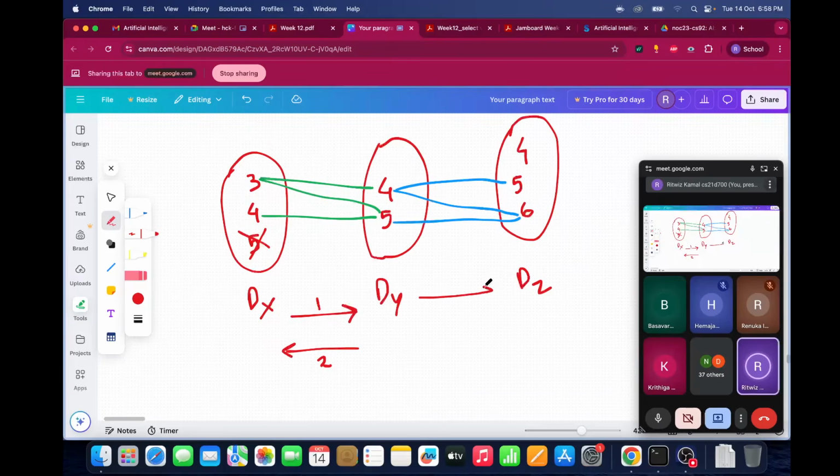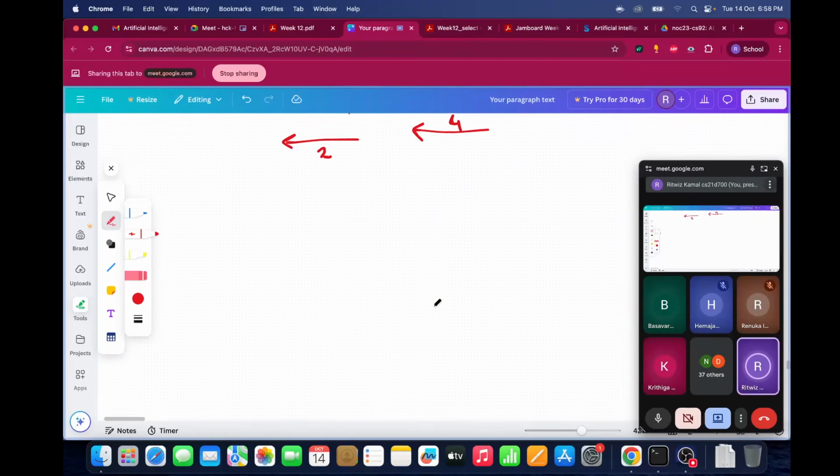Next we will do dy to dz. Will this remove anything from dy? No. It won't remove anything, right? Because 4 is connected to 5 and 6. And then dz to dy, 4 will be removed, because 4 is not connected to anything in dy. So again we have made some corrections. Now let's redraw our domains once more.